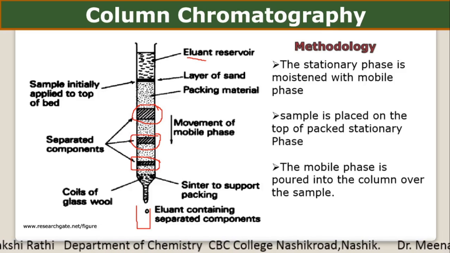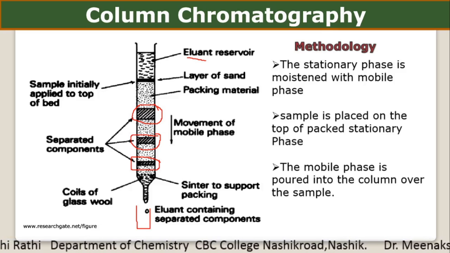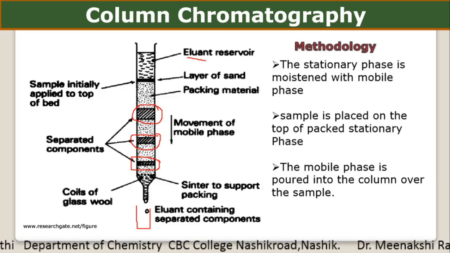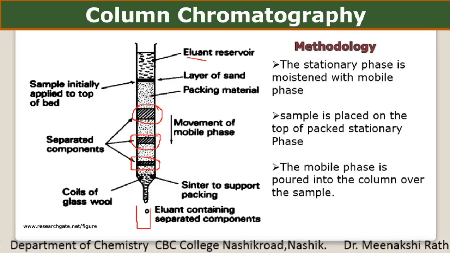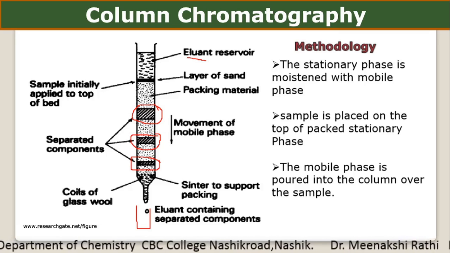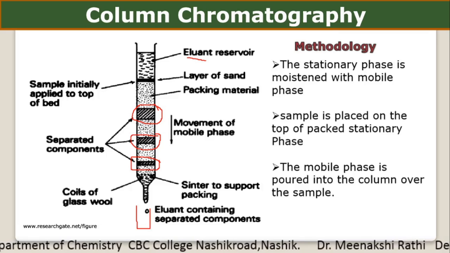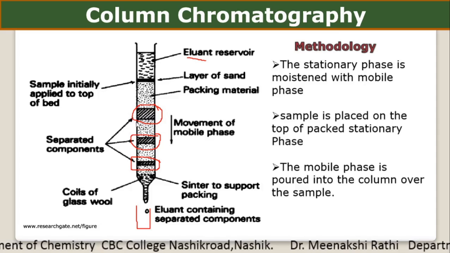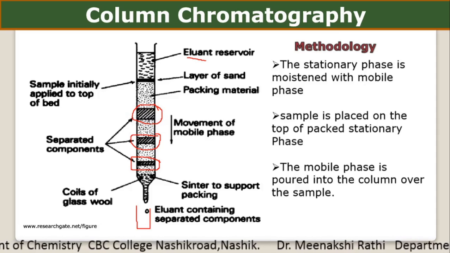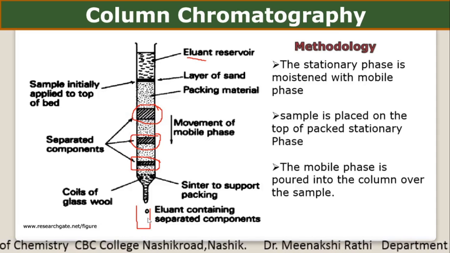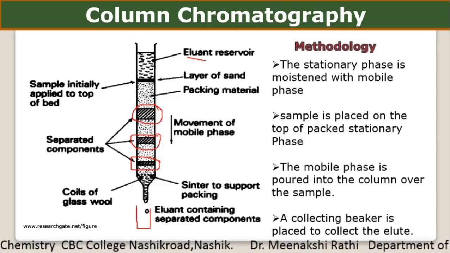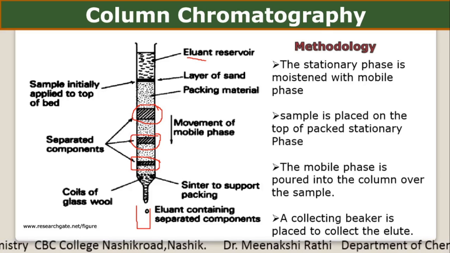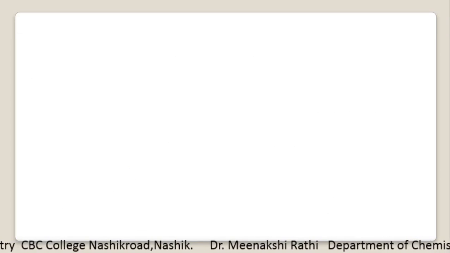In column chromatography, we need to keep in mind only one thing: the substance whose adsorption power and affinity is lower gets eluted first, while the substance whose adsorption and affinity is more gets adsorbed first and eluted later. So in this way, the column chromatographic technique is used for the separation of molecules.